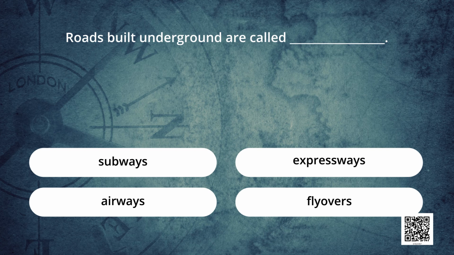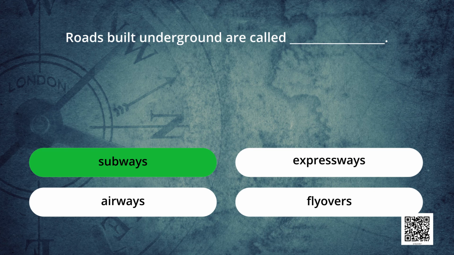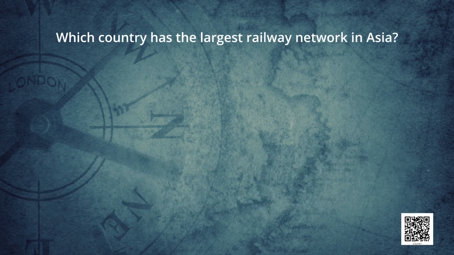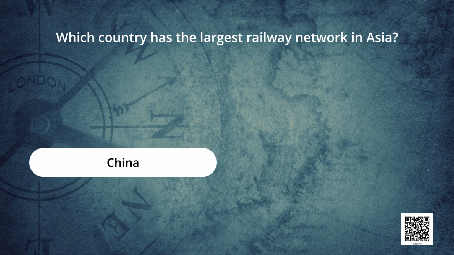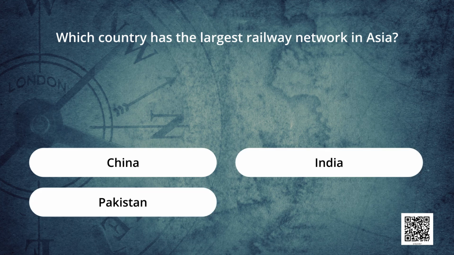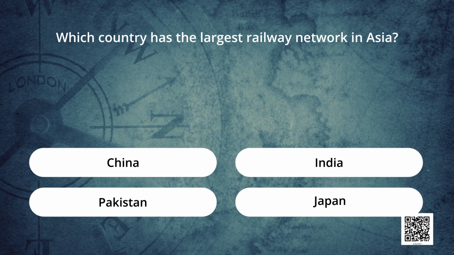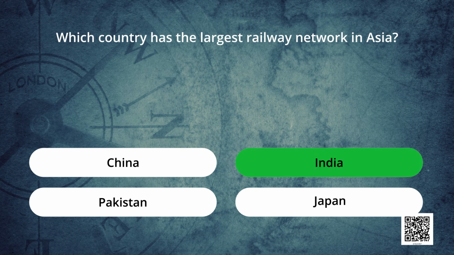So, let's get going. Roads built underground are called subways, expressways, airways, or flyovers. It is option A, subways. Roads built underground are called subways. Moving on, which country has the largest railway network in Asia? China, India, Pakistan, Japan. So the largest railway network in Asia belongs to India.